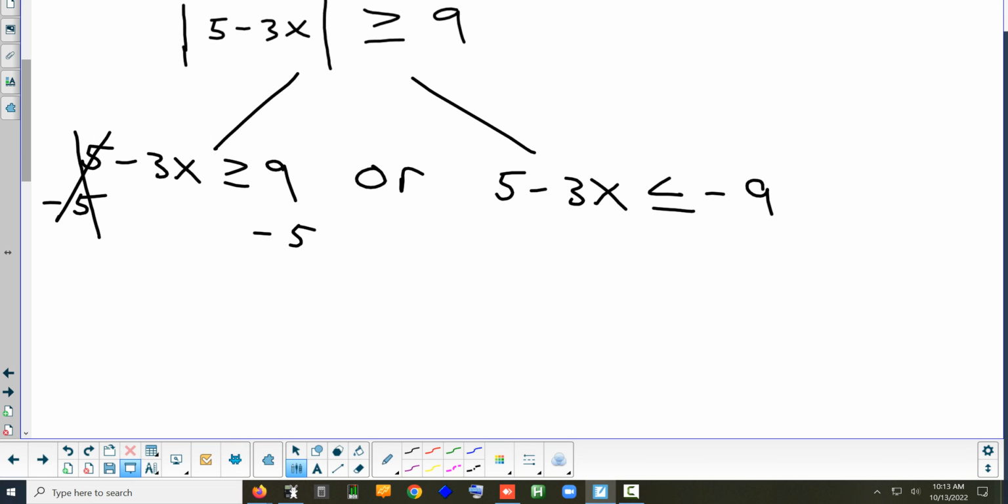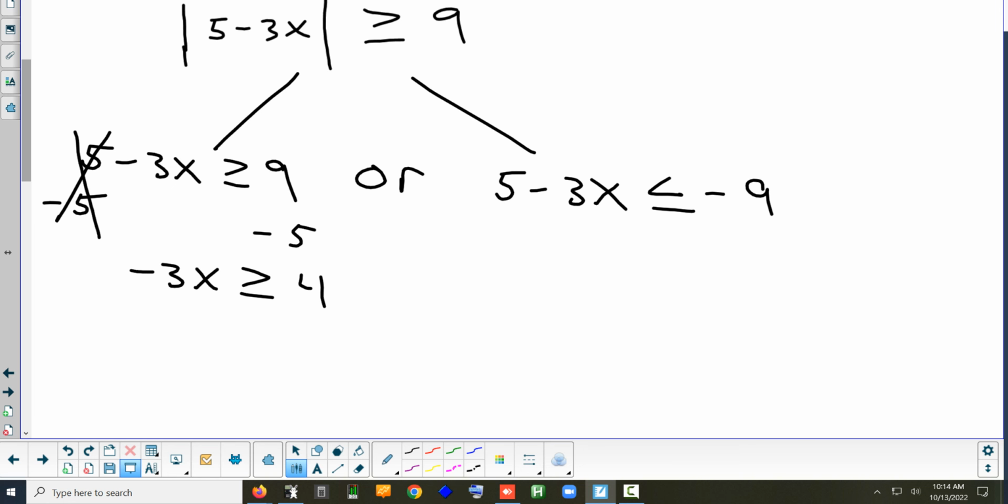So Abby, what's on the left side now? Negative 3x. Yep, all we have on the left is the negative 3x. And Emily on the right, 9 minus 5 gives me how much? 4, yep. Okay, so now we have negative 3x is greater than or equal to 4.